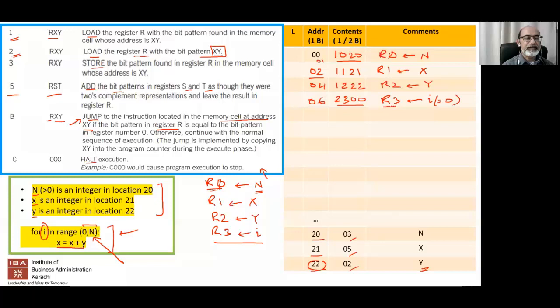Sir, now, how do we set I equals 0? Isn't address 00 N? Okay, so remember you're getting confused between opcode 2 and opcode 1. Opcode 2 over here says load the register R with the bit pattern XY, as opposed to with the bit pattern found in the memory cell whose address is XY. Huge difference between these two.